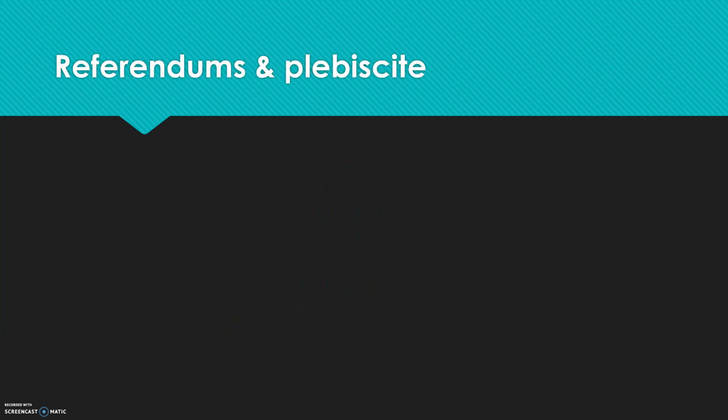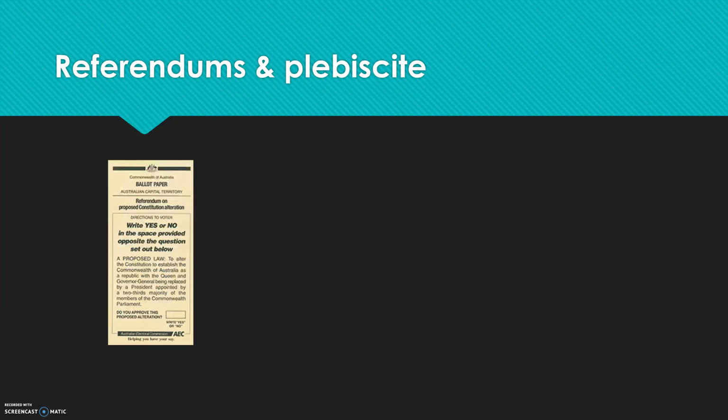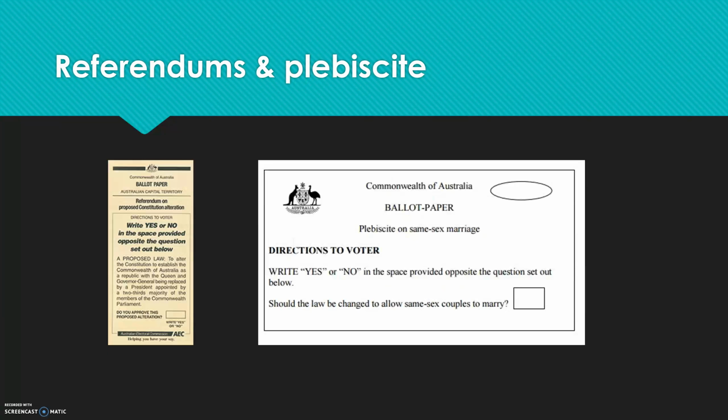There's also referendums and plebiscites. These are basically ballot papers with a simple yes-no question. Referendums are done for changes on the Australian Constitution, and plebiscites is to see how the population feels about a certain topic. The difference is the government needs to respond on the referendum. A plebiscite, they do not.